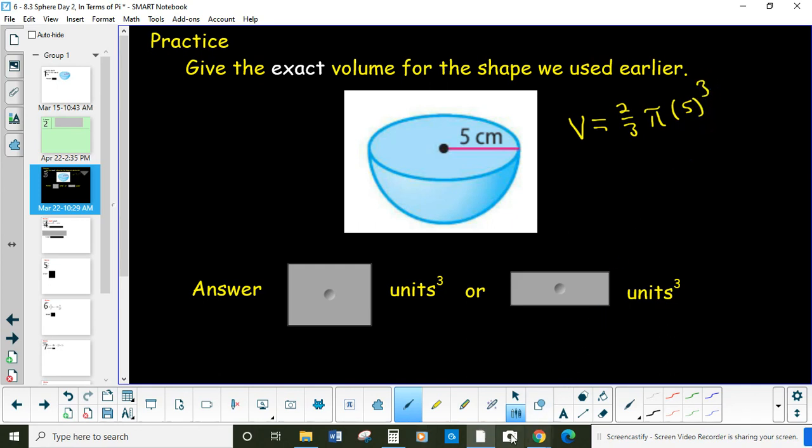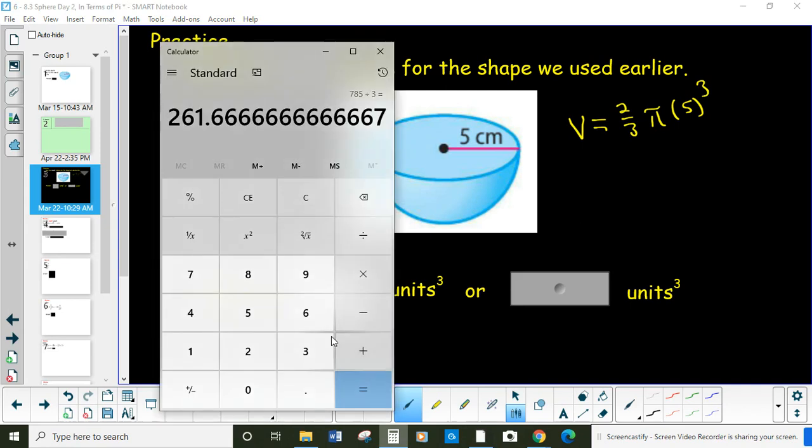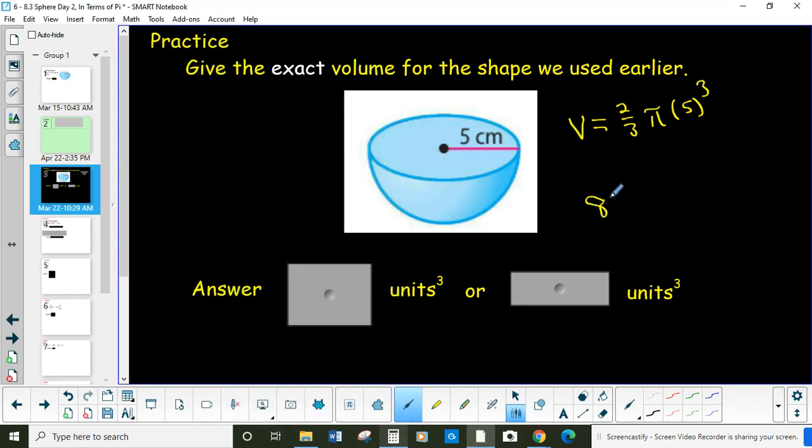So now to get an exact answer, I don't even think of pi. I just go 5 times 5 times 5 again. Skip the pi for now. Times 2 equals, divide by 3. And we get 83.3 repeating. Remember, we're not going to round anything because they want exact.